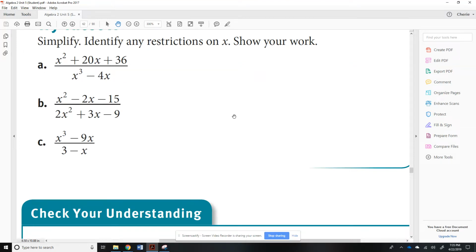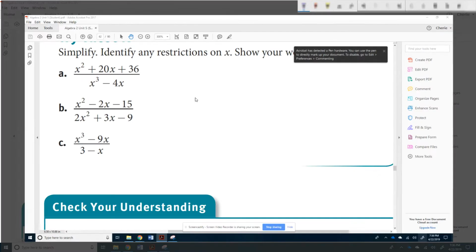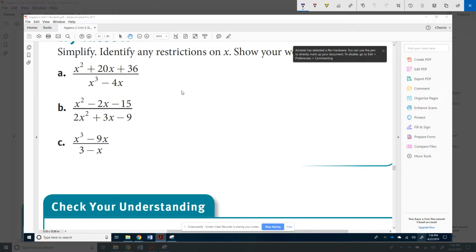All right, this is a video on how to simplify rational expressions. So I'm going to follow these directions. It says simplify, identify any restrictions. So we actually start by identifying the restrictions first. And we start doing that by working with the denominator. To identify the restrictions, the denominator must be factored.